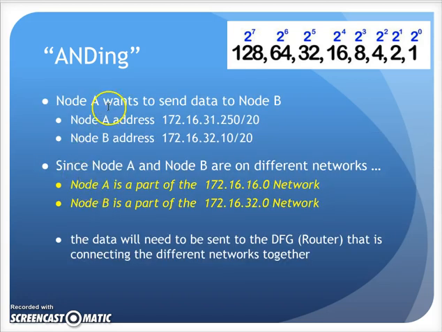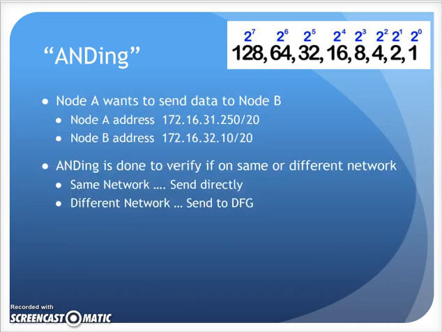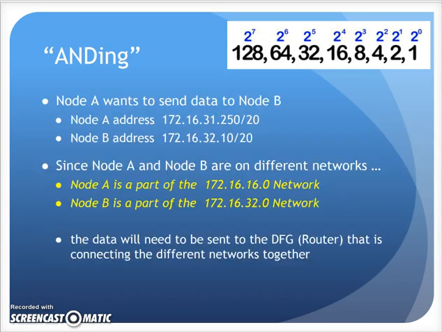So A belongs to the 172.16.16 network. B belongs to the 172.16.32 network. And as we looked at it before, it almost seemed like it could be feasible that they were on the same network, and they're totally, completely not. So in this case, that computer would know, hey, I can't send this directly. I need to actually send this to the default gateway. They will now find out what port it needs to send itself out to get to that correct network.